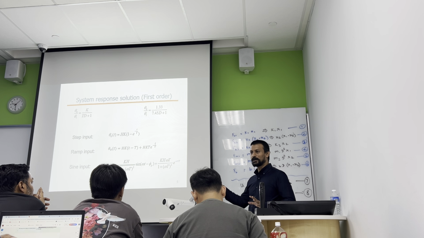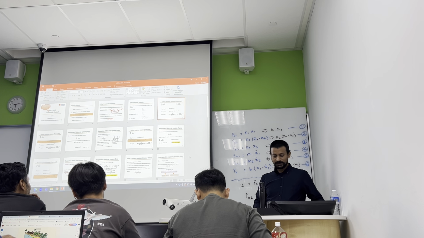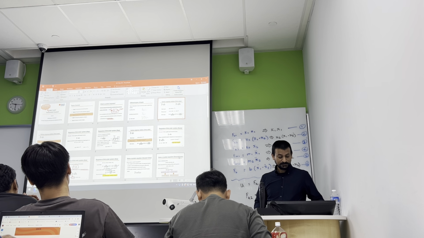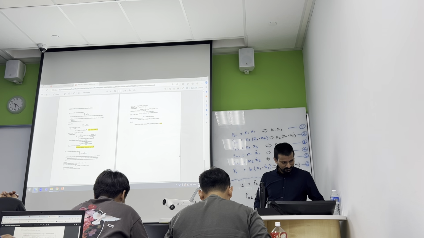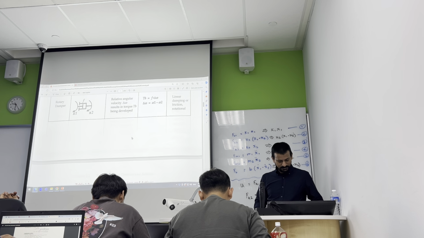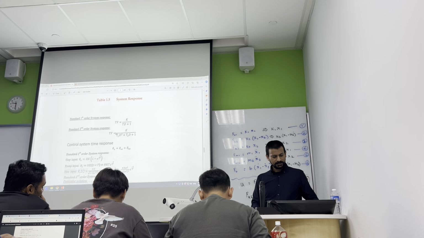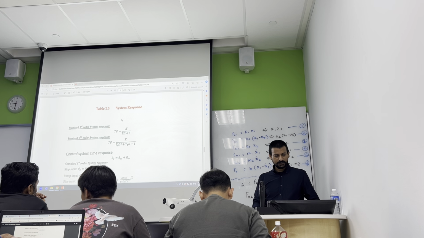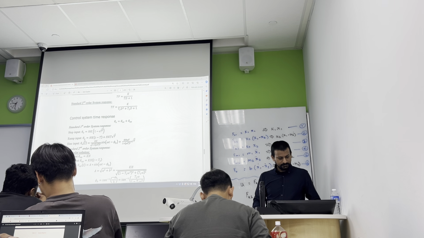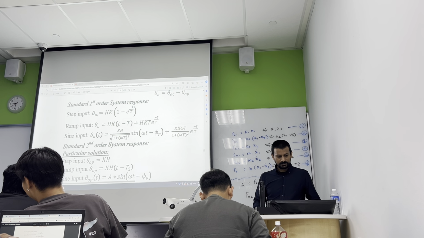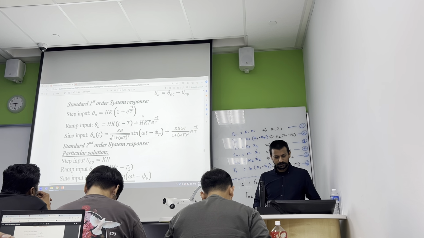This formula does not need to be memorized. Where's the formula? Refer to the formula page, page 4 or page 5? Page 5. After the block reduction page, you can see here Table 1.4, page 5. That's for formulas. Standard first order system responses: step input, ramp input, sine input, whatever, these are the formulas we are going to use.